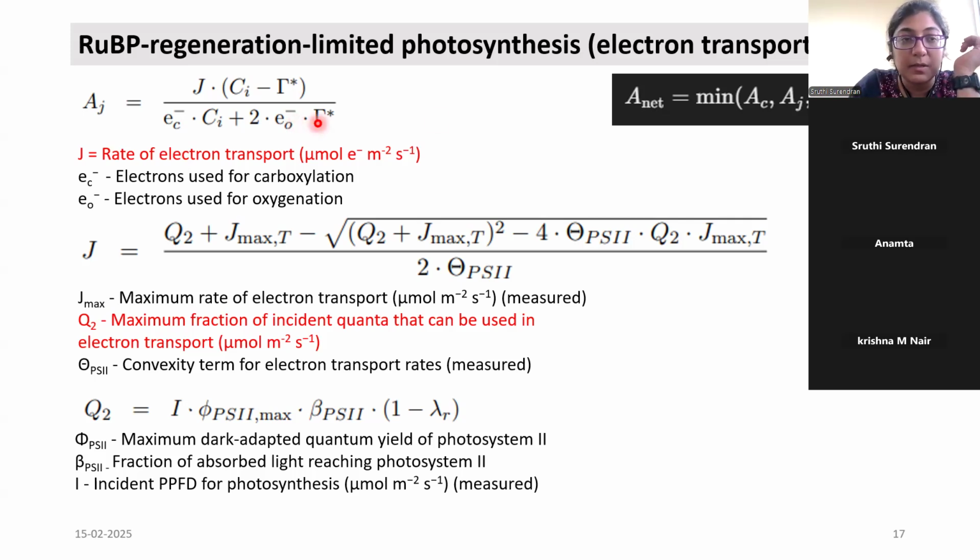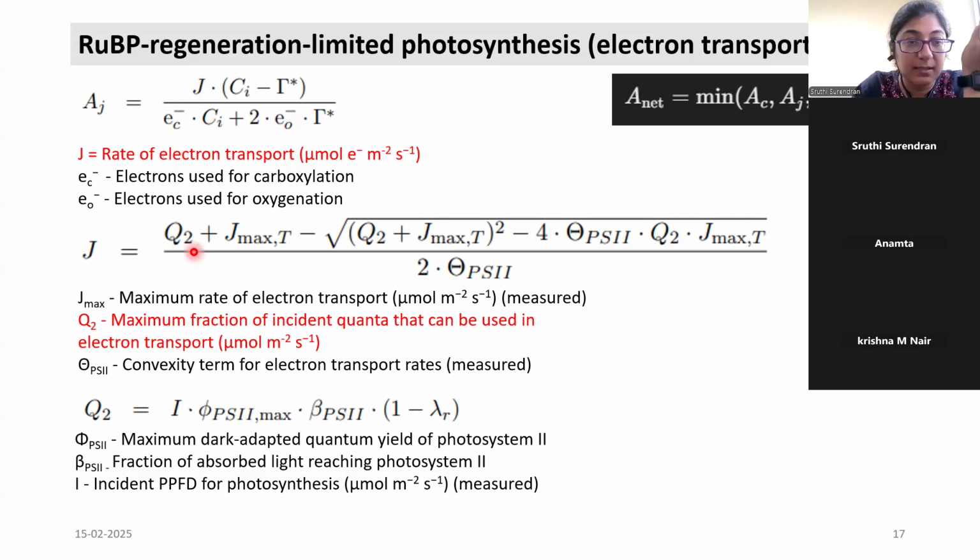So in a similar way, what you see in this equation for estimating the electron transport limited rate of photosynthesis is we have the rate of electron transport, similar to Vcmax over there, which is giving us the maximum rate of carboxylation. Here we have the rate of electron transport. So let's go into what this rate of electron transport is. Now, if you see here, this equation over here is giving us the rate of electron transport.